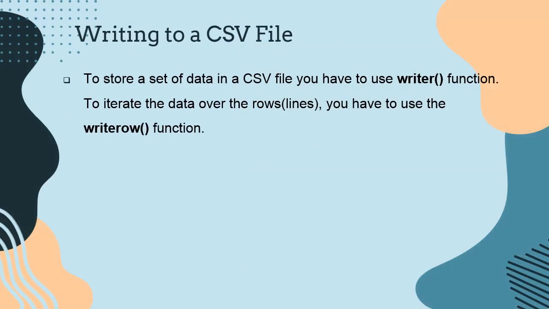Now let's see how to write data into a CSV file. To store a set of data values into a CSV file, we have to use the writer function. Then to iterate data over the rows, you have to use the writerow function. I think you remember the methods called readlines and read, or the writelines method used in the case of text files. Similarly here, if you want to write a single row, we can use the writer method. If you want to add multiple rows or multiple lines into the CSV file, you have to use the writerow function.